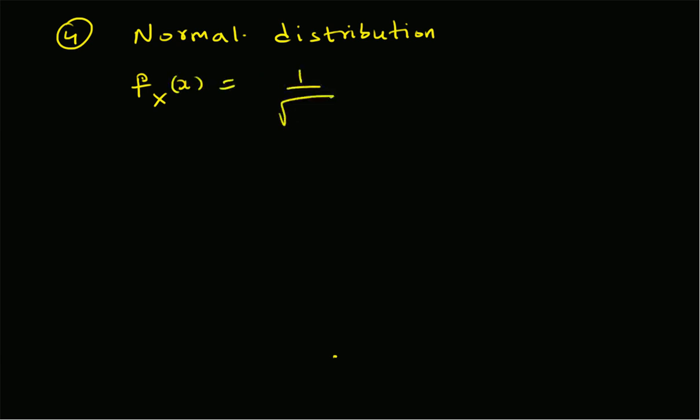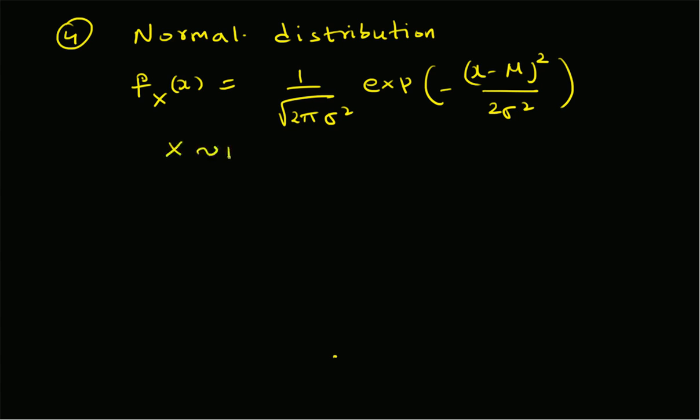Fourth one, the normal distribution, that is the Gaussian distribution. Here we are talking about a continuous random variable, so the probability density function f_X of x is given by 1 by square root of 2 pi sigma square, exponential of minus (x minus mu) whole square divided by 2 sigma square. So that is the normal distribution. This is the probability density function of the random variable x. That means here x is following a normal distribution with the parameters mu and sigma square. So our goal is to find these two parameters.